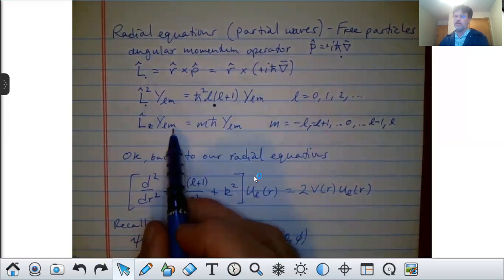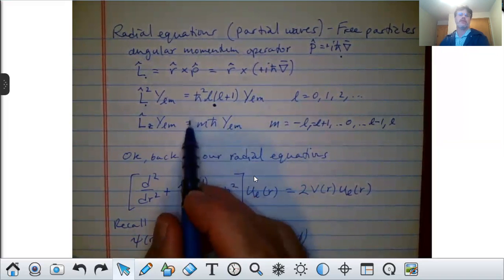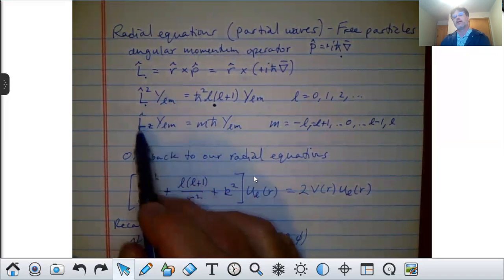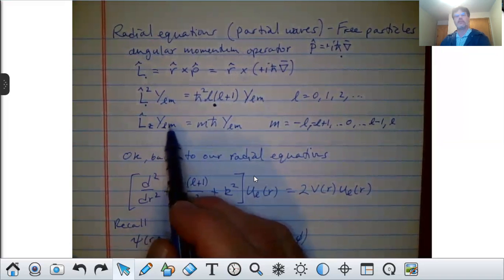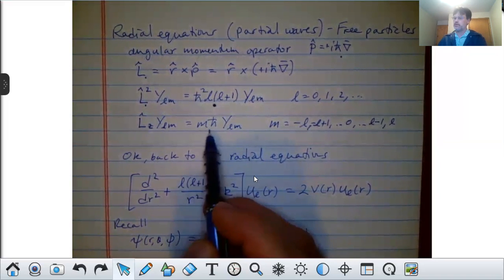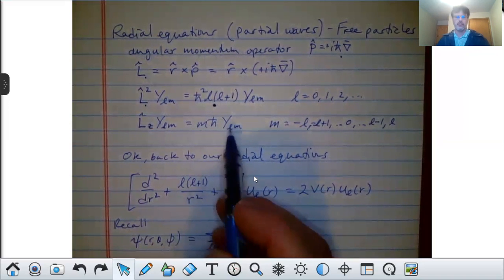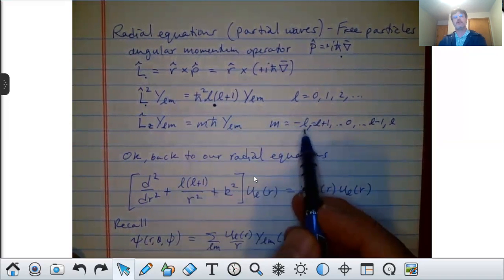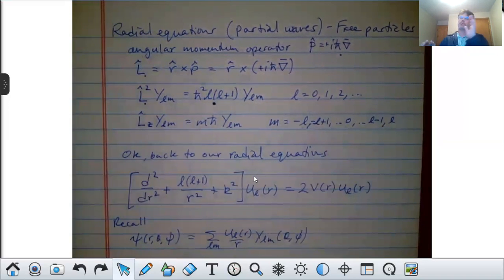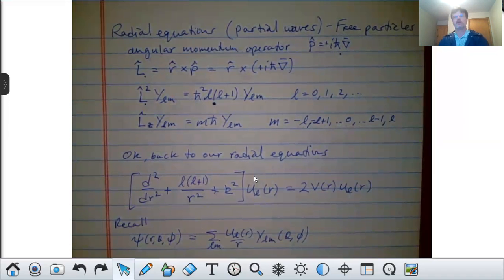But you get this M number, and if you take the Z component of your angular momentum and operate on that spherical harmonic, you get another eigenvalue type equation. It pulls out a constant times the spherical harmonic. And M ranges between negative L and L in integer steps, right? So if L is 1, M goes from negative 1, 0, to positive 1.